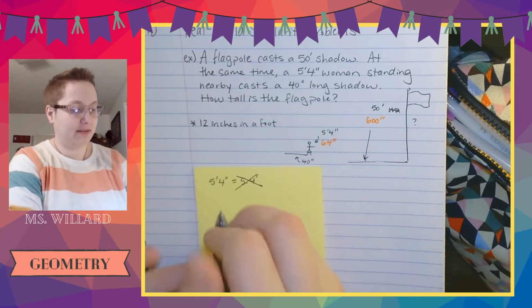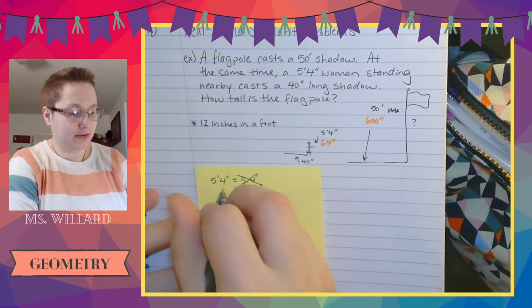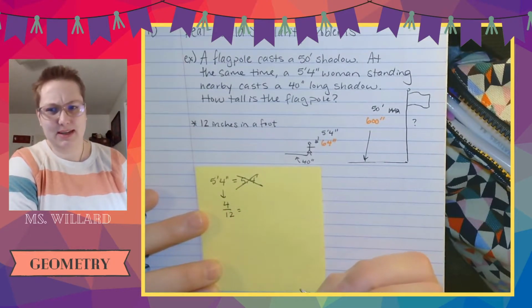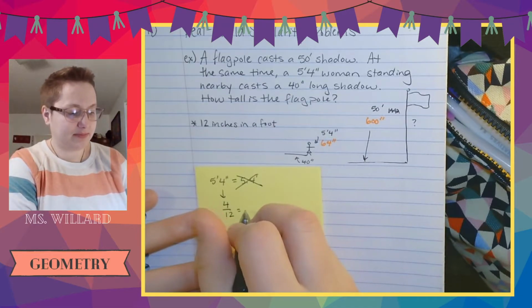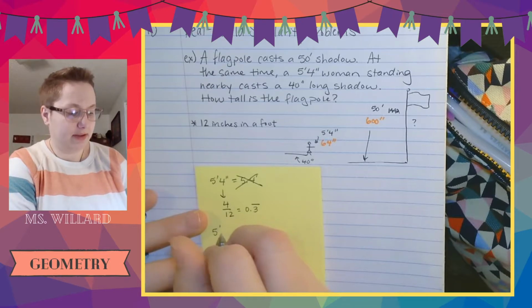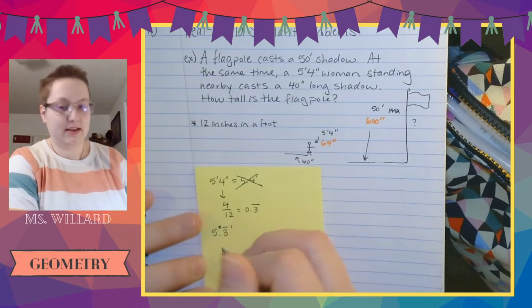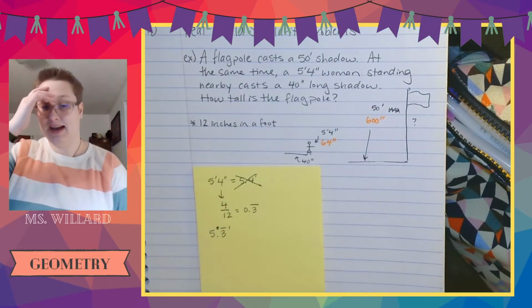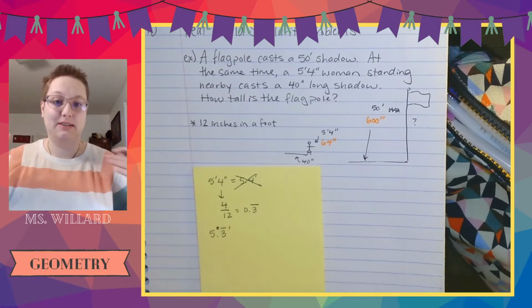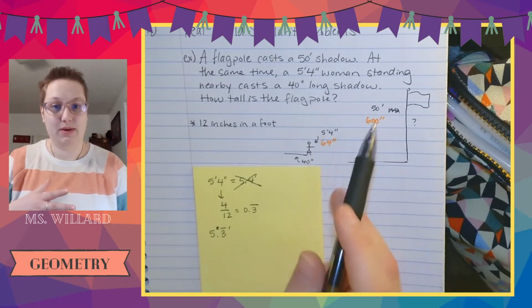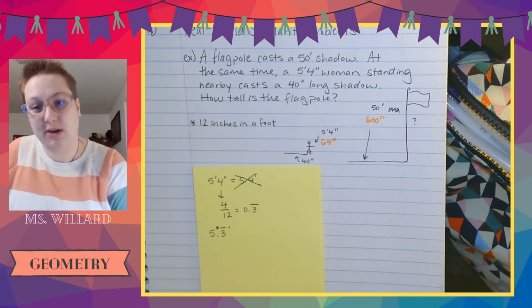And so in order to find this, I can do 4 out of 12, which is a third. So 5'4" would be 5.3 feet. I shouldn't have done the thing there. Hopefully that makes sense. So if you want to turn everything to feet, you could do 40 divided by 12. This would be 5.3, and then this would still be 50 feet. It's your call. I don't care.